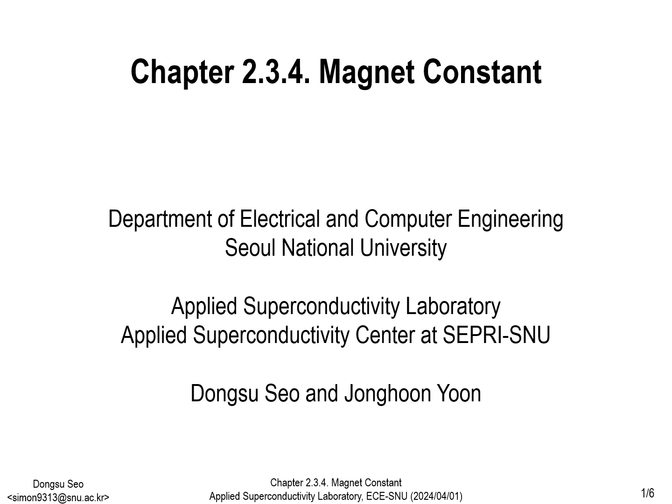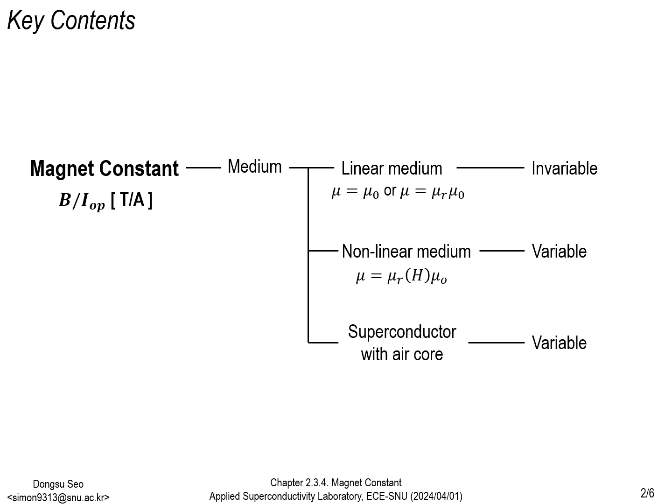Today we will learn about the magnet constant. Here is the overall contents of this lecture. The magnet constant is the magnetic field divided by the operating current. Throughout the lecture, we will cover how the characteristics of the magnet constant vary depending on the type of medium. The magnet constant in a linear medium is invariable, and in a nonlinear medium, it is variable. In the case of a superconductor with an air core, the magnet constant is variable.